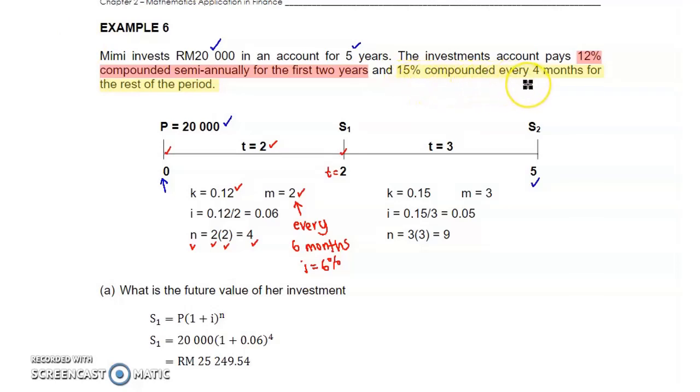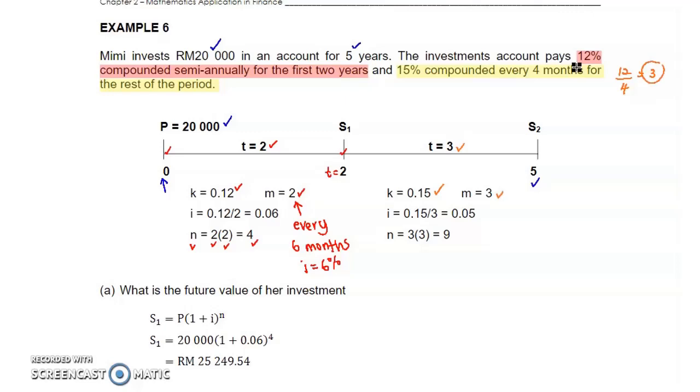15% compounded every 4 months for the rest of the period. For the rest of the period means another 3 years. Okay, so 15% is the rate for 1 year, value K, compounded every 4 months. So 1 year we have 12 months divided by 4, meaning to say that in 1 year we calculate interest 3 times. So that's how we get M equal to 3 here.